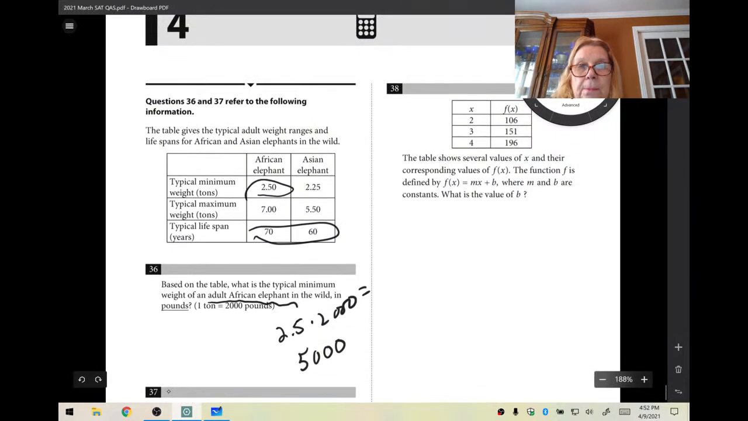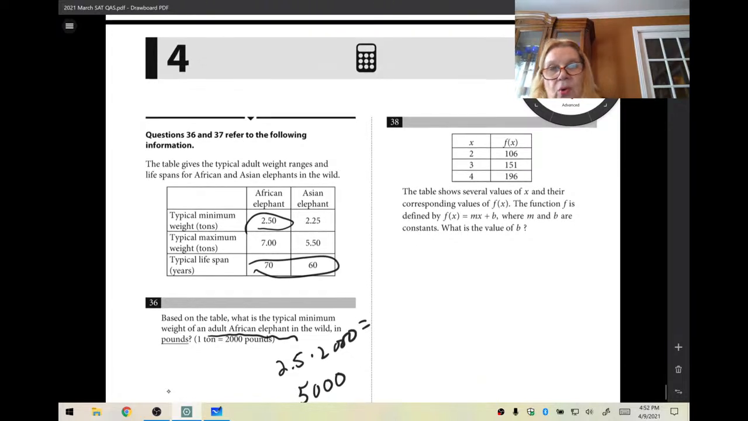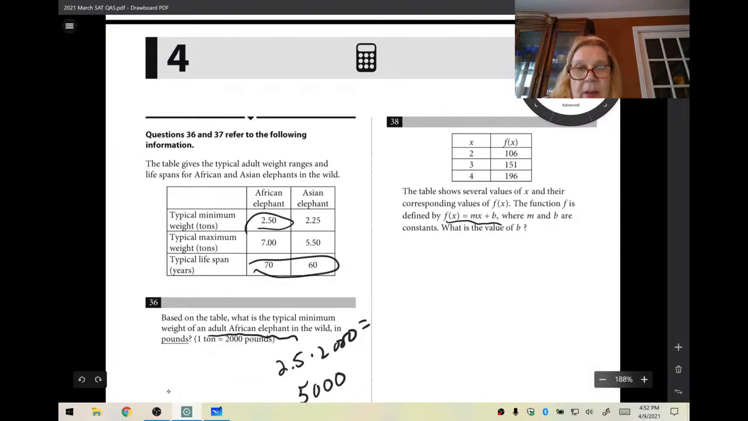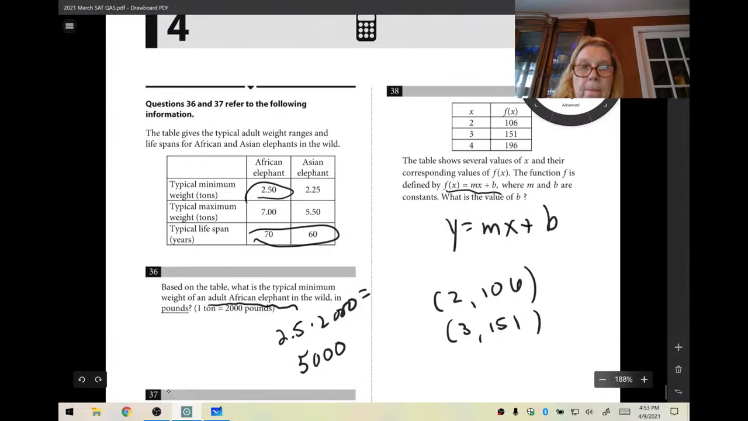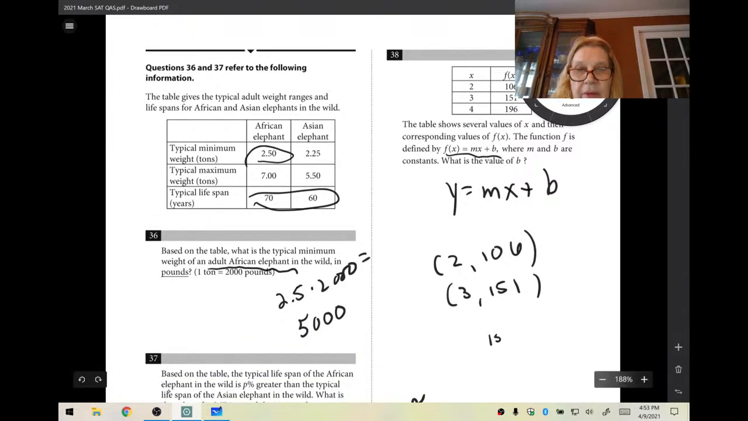And the last one, another more slope craziness. The table shows several values of x and their corresponding values of f(x). So we need to get y equals mx plus b. First we have to find our slope. So let's pick (2, 106) and (3, 151). So that'll be 151 minus 106, so that's 45 over 1 as our slope.